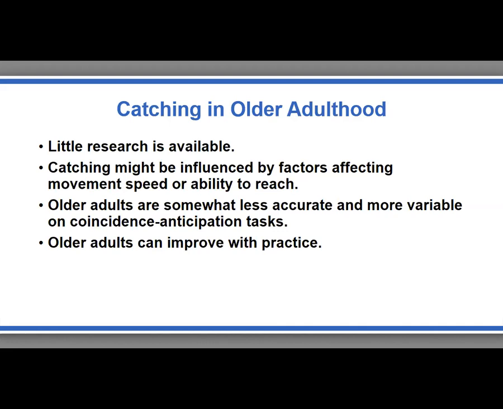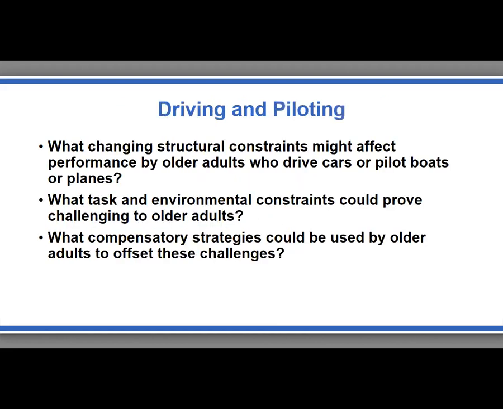Catching might be influenced by factors affecting movement speed or ability to reach. Older adults are somewhat less accurate and more variable on coincidence anticipation tasks. But again, older adults can improve with practice. That's the thing. We always tell folks, it doesn't matter when you start working out, you can always get in better shape, right? It's the same thing with this. Any skills you practice, even when you're older, will make you better, whatever that is.